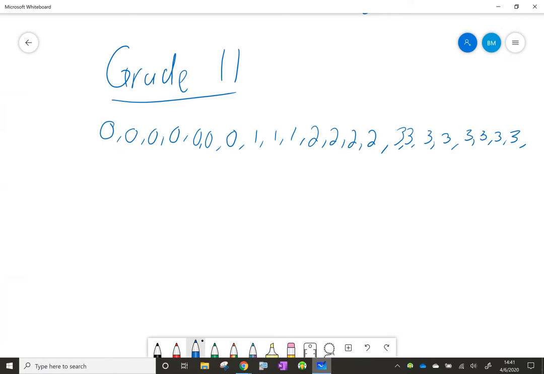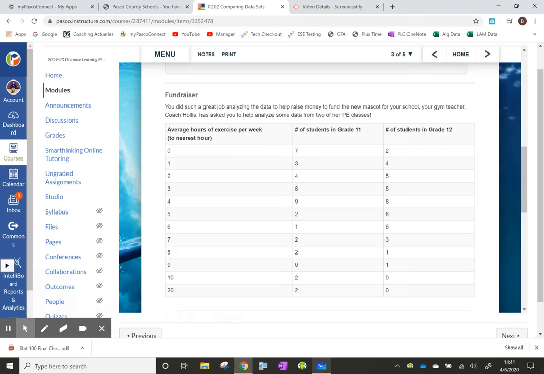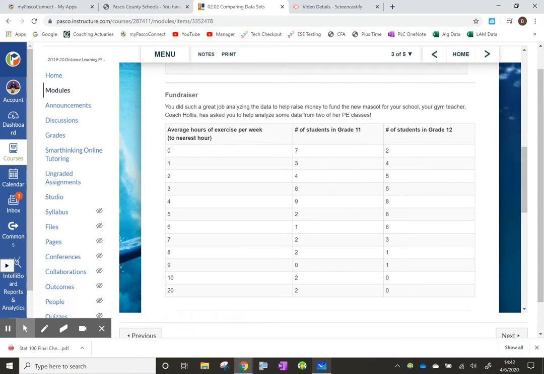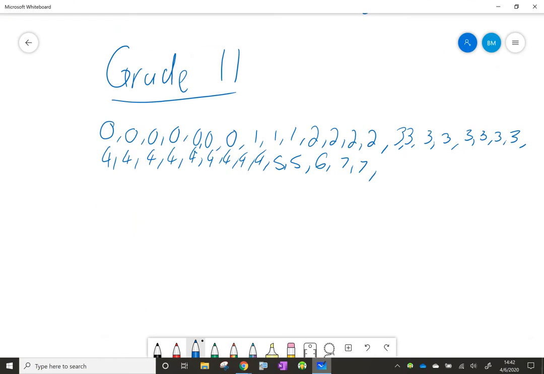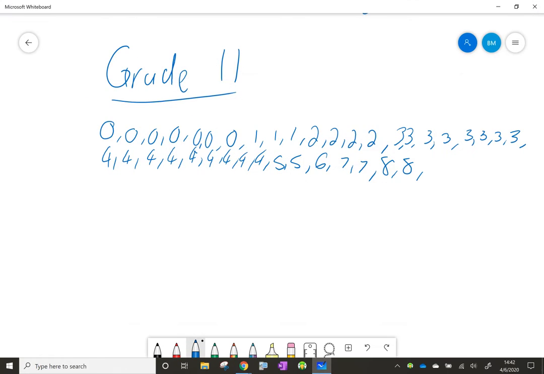9 people with 4 hours of exercise. So 9 fours: 1, 2, 3, 4, 5, 6, 7, 8, 9. We have 2 people with 5, so 5, 5. We have 1 person with 6, 2 people with 7, 2 people with 8, 0 people with 9, so no 9s. 2 people with 10 and 2 people with 20. So 2 10s and 2 20s.